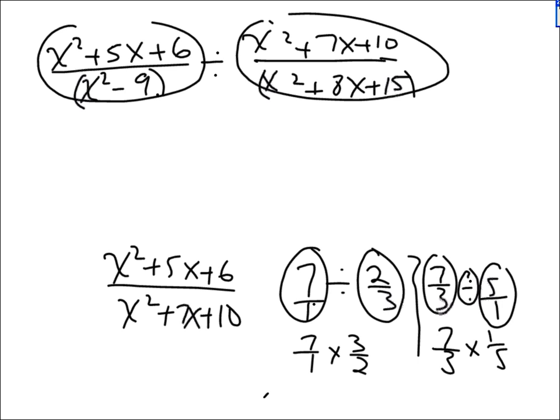Okay, if you didn't write over here this 1, it wouldn't be any big deal. But if you didn't realize 5 as 5 over 1 or 10 over 2, if you didn't think of it as some fraction, well then how would you flip it over?